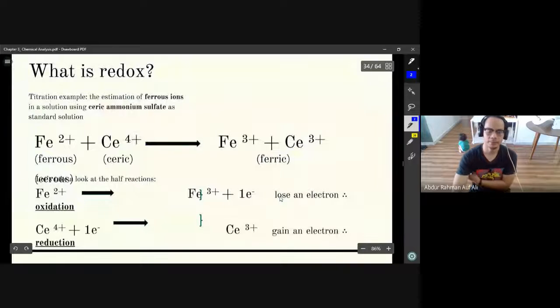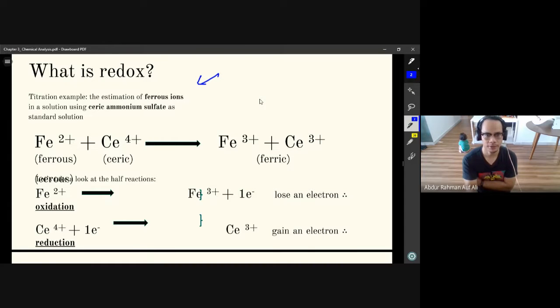Okay, so this is an example, an application of redox titration. So titration example, the estimation of ferrous ion. So if we have a tablet, if we have a pharmaceutical drug that we want to estimate, kita nak tahu berapa banyak amount of ferrous ion yang ada di dalam ubat tersebut. So we can perform redox titration. So we can titrate it with ceric ammonium sulfate standard solution.